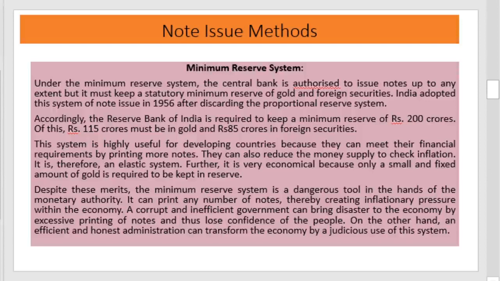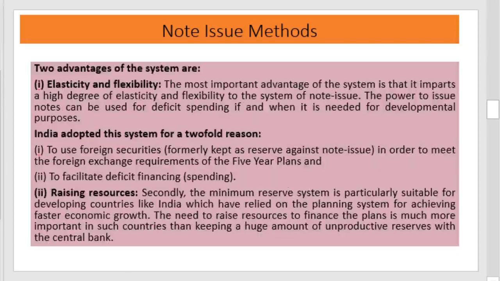Under the system, a minimum reserve is needed for printing the currency notes. The advantages of the minimum reserve are elasticity and flexibility. India adopted the system for two reasons. First, to use the foreign securities formerly kept as reserve against note issue in order to meet the foreign exchange requirements of the five year plan. Second, to facilitate deficit financing and the raising of resources. With the minimum reserve system, flexibility and elasticity are there, and it can be used for raising resources.